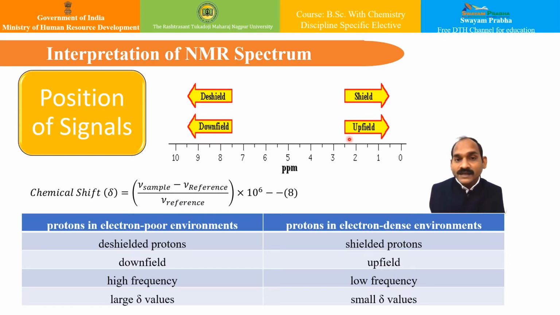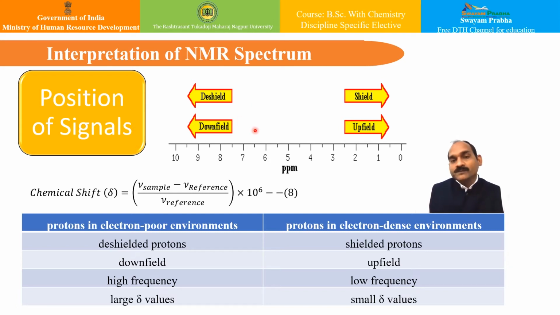Secondly, if the induced field coincides with the applied field, the effective magnetic field increases and the proton is called a de-shielded proton, and this effect is called the de-shielding effect. Such a de-shielded proton resonates at a little lower field strength, which we call downfield, in this direction.